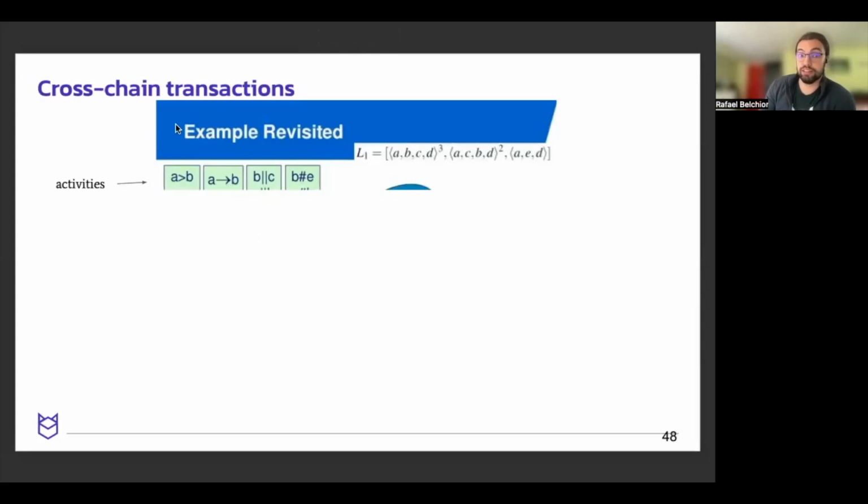So you have different relationships. For example, B follows A, so it's a direct following relationship. You have sequence relationships, so B comes after A, but not necessarily right after. B happens, and C happens, and finally it's the case that B happens or E happens. And those relationships are inferred from this L1, which is a log. This means that the sequence A, B, C, D happens 3 times, the sequence A, C, B, D happens twice, and A, E, D happens once.